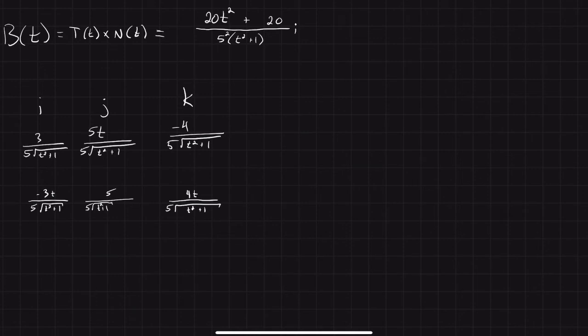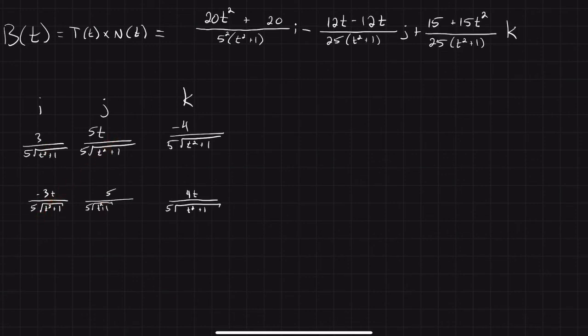Then cover up the j column and multiply the top left and the bottom right, and then subtract it with the top right times the bottom left. You want to make sure that you're subtracting this term. And then the coefficient of j becomes negative 12t minus 12t all over 25 times t squared plus 1. Finally, cover up the k column, multiply this diagonal minus this diagonal multiplied. That would give us 15 plus 15t squared all over 25 times t squared plus 1 times k.